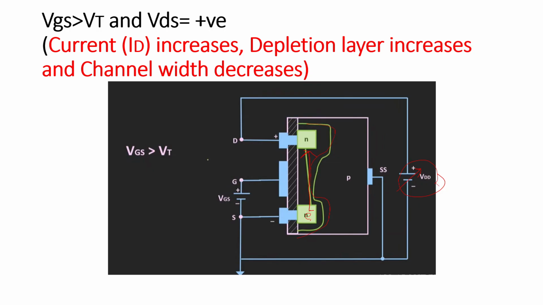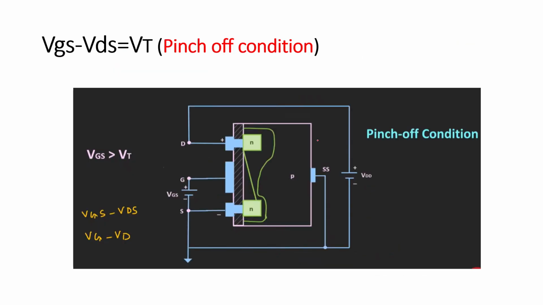Now we are going to discuss the pinch off condition. So what is a pinch off condition? When more electrons move from source towards the drain, the depletion increases, the channel width decreases, and pinch off occurs. If you see, this is a pinch off condition. Once pinch off is done, the movement of electrons will be restricted from the source towards the drain, and the current will be stable. A constant current will flow once the pinch off condition is reached.